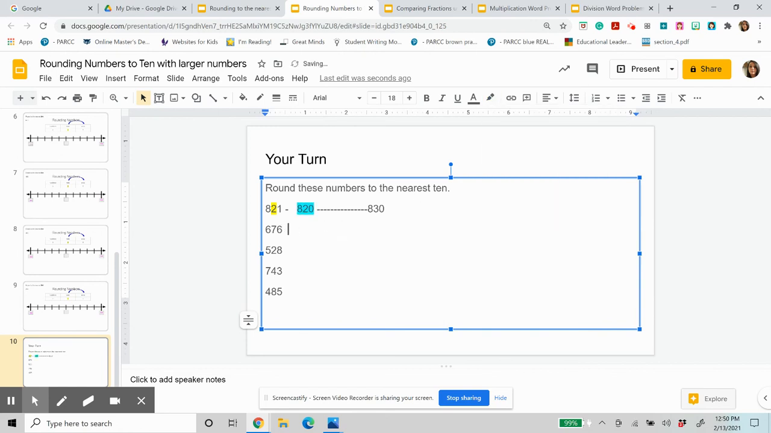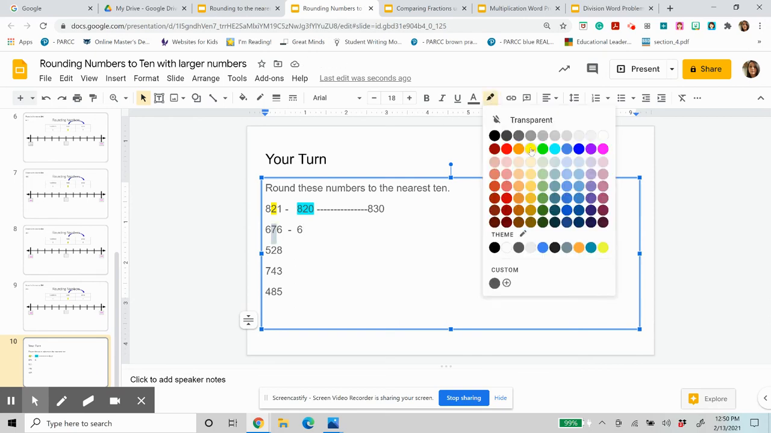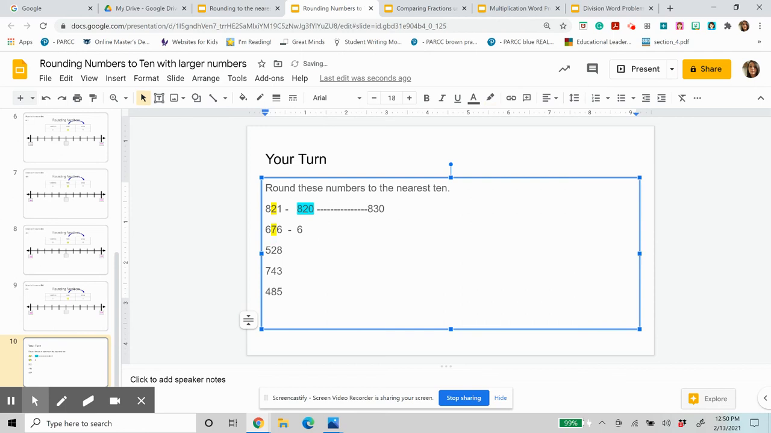If I looked at this one, 676, rounded to the nearest 10. 6 is not going to change. So 600, looking at my 10 right here. So that would be 670. And the next 10 would be 80. So it would be 680, right? So then we're going to look at the next number. It's a 6. A 6 is greater than 5. So we're rounding up.